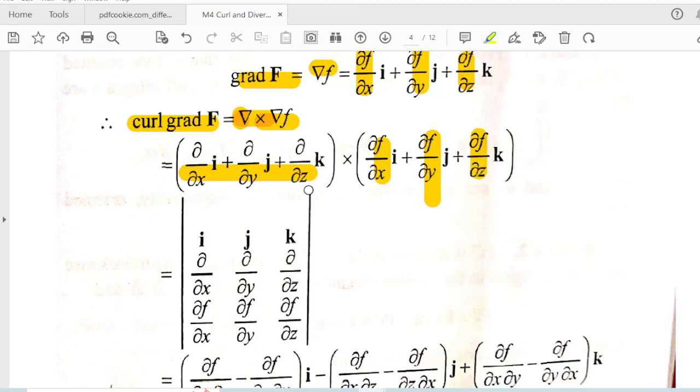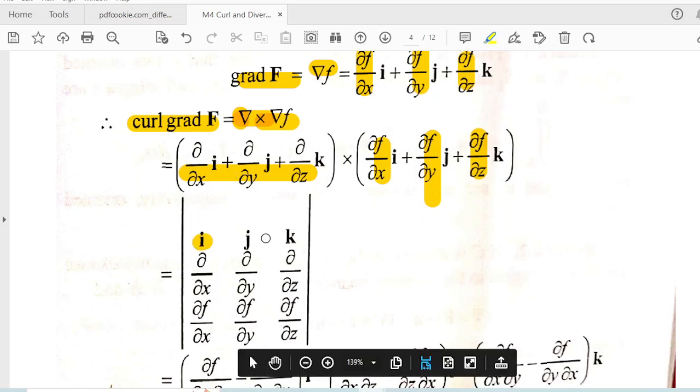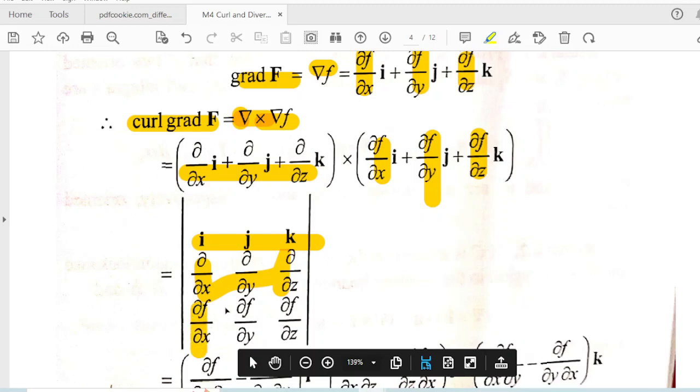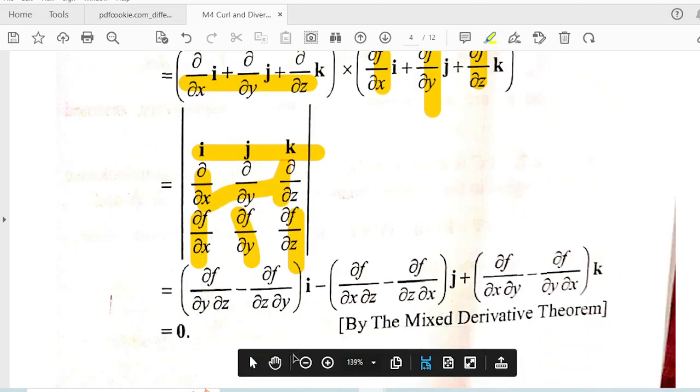Now this is equal to the determinant of first row i j k cap, second row the coefficients of del, dou by dou x, dou by dou y, dou by dou z, and the third row dou f by dou x, dou f by dou y, dou f by dou z. And now we will be finding the determinant.